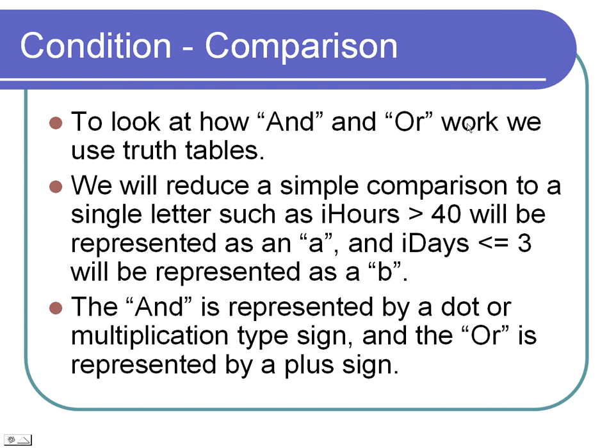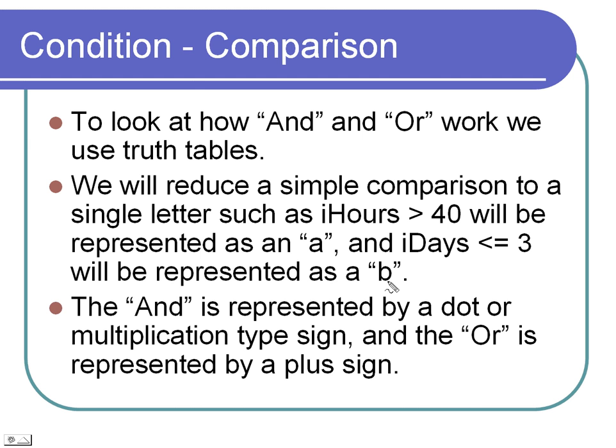We should look at truth tables now to take a look at the AND and OR. And we'll reduce our greater than or less than simple comparisons down to a single letter to look at the truth table. For example, hours less than 40, and actually that's a statement you'll be using in some of your programs. We'll represent it as a lowercase a. And days less than or equal to 3, we'll represent it as a lowercase b.